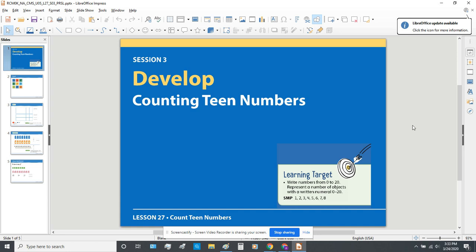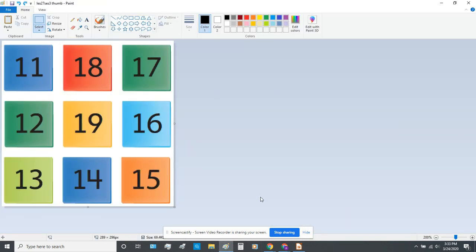Welcome back to session 3 of lesson 27. We are counting teen numbers. This lesson is all about developing our counting. So we're going to begin with a brief review of teen numbers. And on this page right here, you'll see all the teen numbers from 11 to 19.